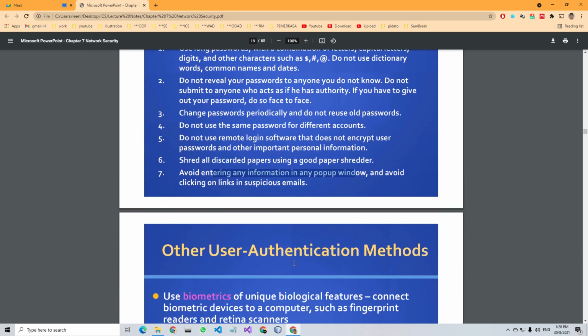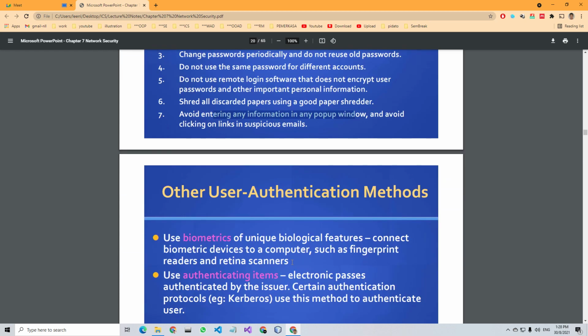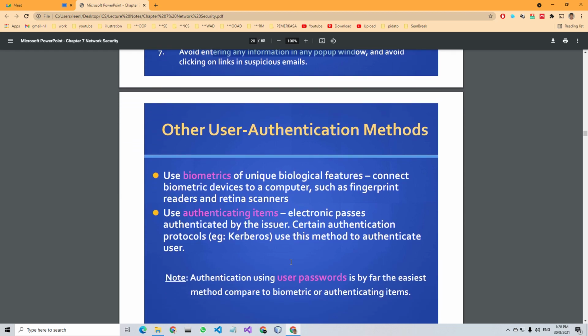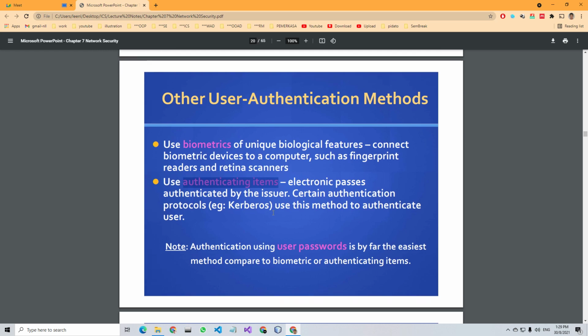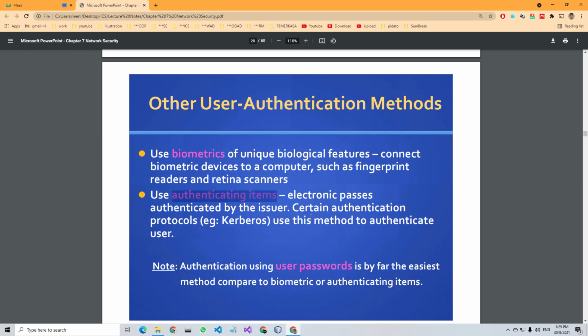Next, we look at other user authentication methods. Use biometrics, a unique biological feature. Connect biometric devices to computers, such as a fingerprint reader and a retina scanner. Authenticating item: certain authentication protocols like Kerberos use this method to authenticate users.